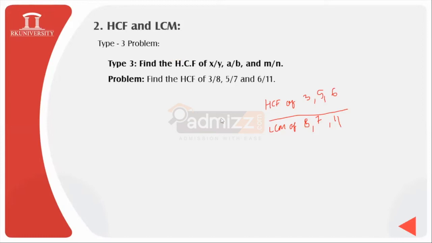Just be very careful with the words utilized, that is greatest number or least number. Don't get confused with the types, just observe the words and do the simplification according to the types available. Anyways, we'll focus once again back to our particular type problem, type number 3.